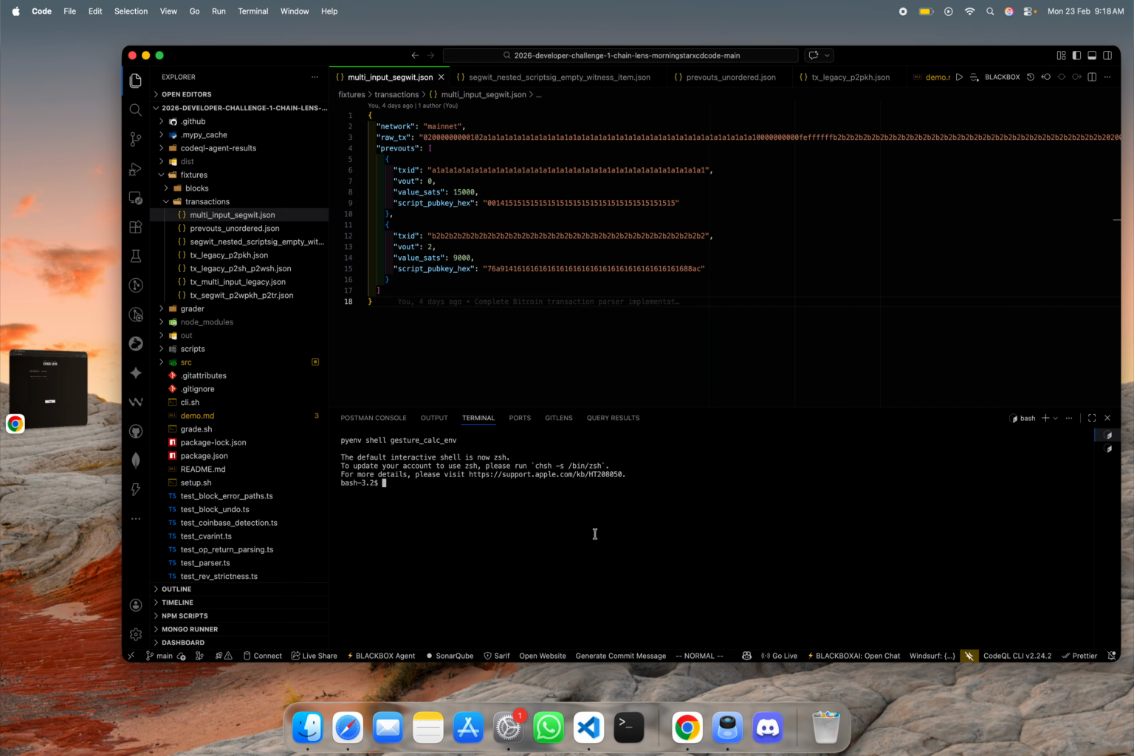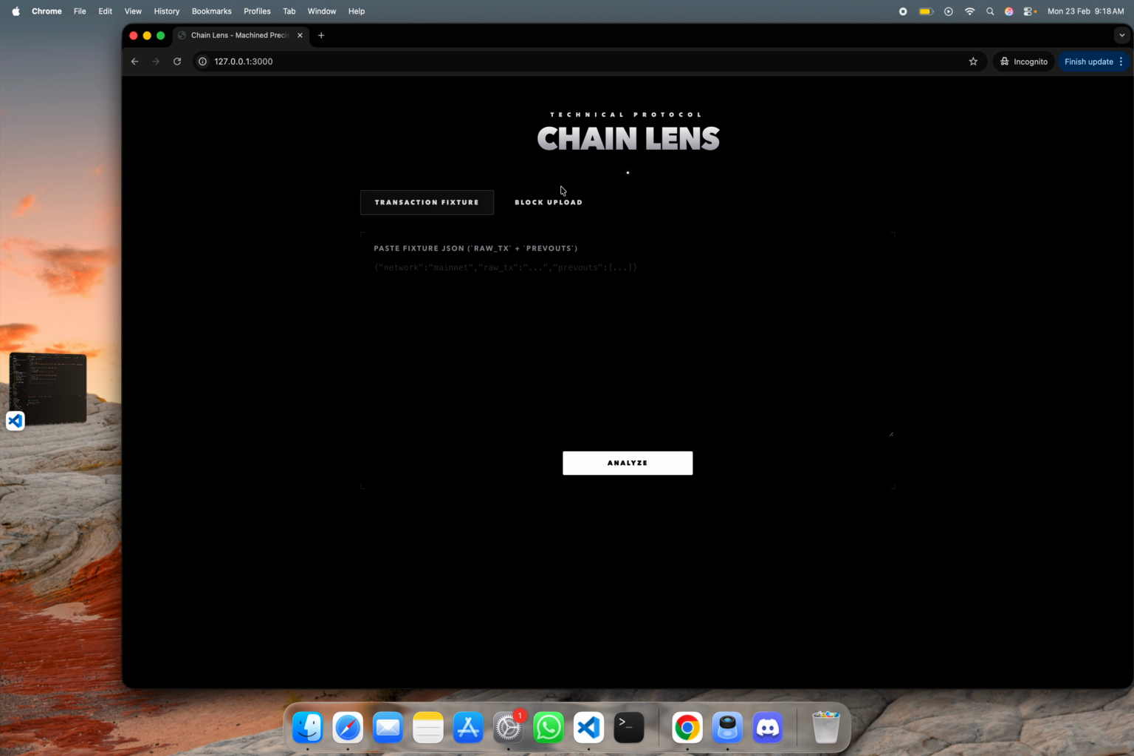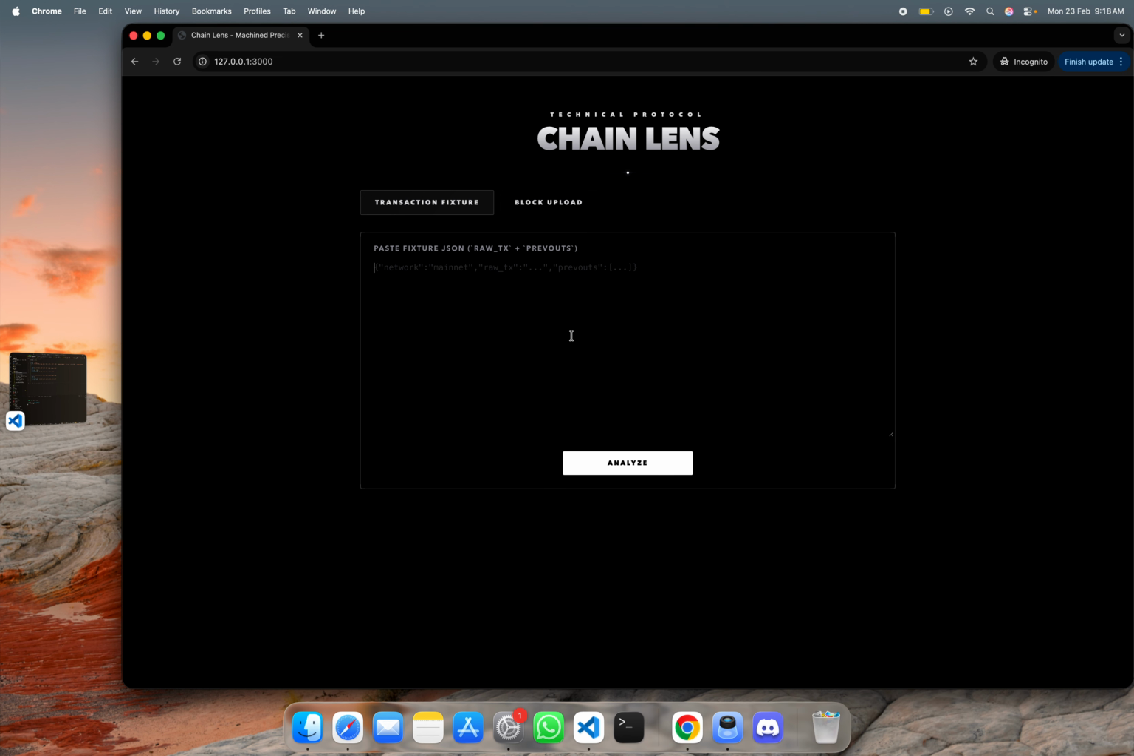Let me show you the web app. As you can see, it is running on localhost 3000 here. Let me paste this one, this transaction of a real Bitcoin.